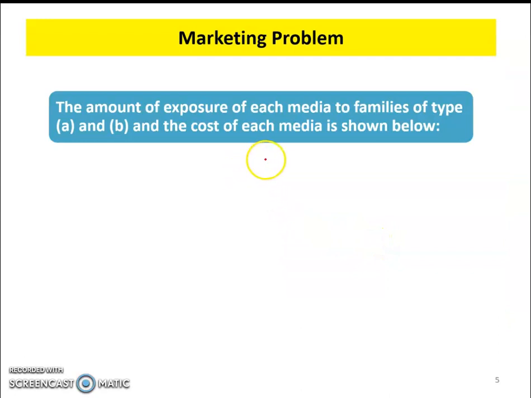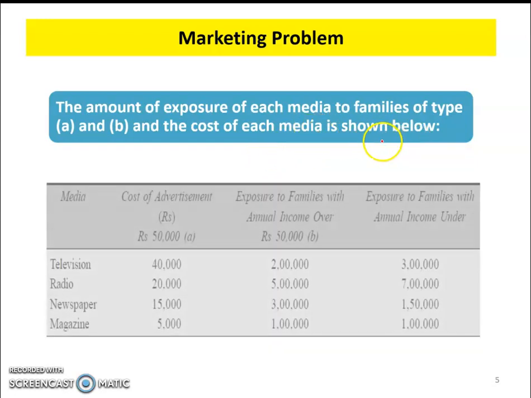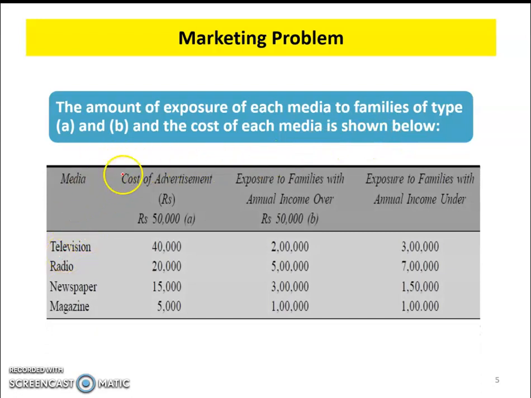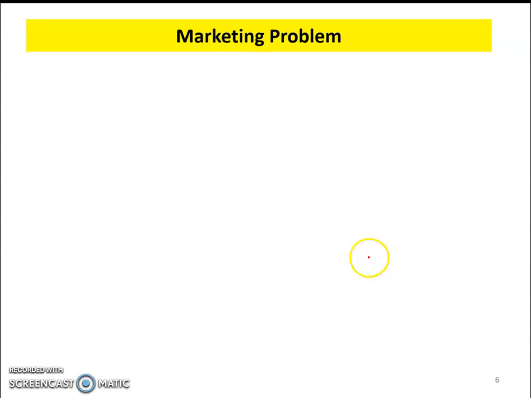Now, the amount of exposure of each media to families of type A and B and the cost of each media is shown below. So this is the media and you see the cost of advertisement in rupees, category A. So this is television 40,000, radio 20,000, newspaper 15,000 and magazine 5,000. Whereas exposure to families with annual income over rupees 50,000 is B, and you can see this is 2 lakh and 5 lakh and 3 lakh and 1 lakh. So these are some other data associated with this.